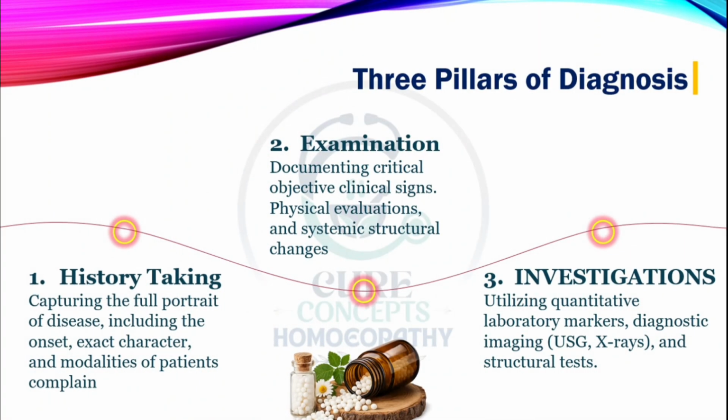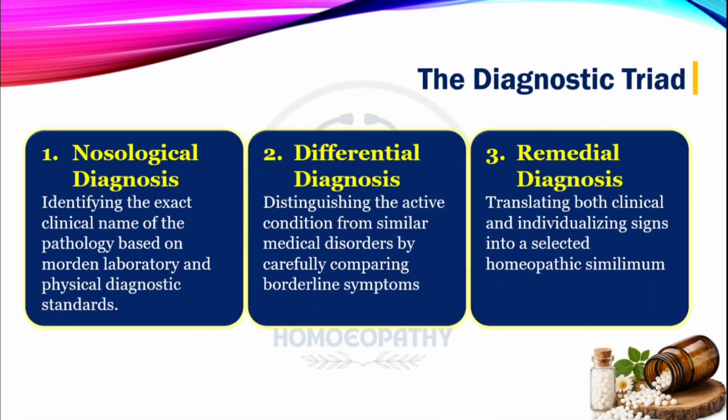Successful therapeutics depend upon proper diagnosis. The first pillar is history taking, where the physician studies the onset, position, modalities, and progression of symptoms. Second is examination, which includes objective signs, physical findings, and systematic techniques. And third is investigation, such as blood tests, imaging, X-ray, and ultrasound. Together, these three pillars create a complete clinical picture.